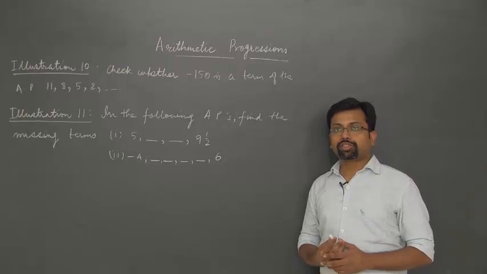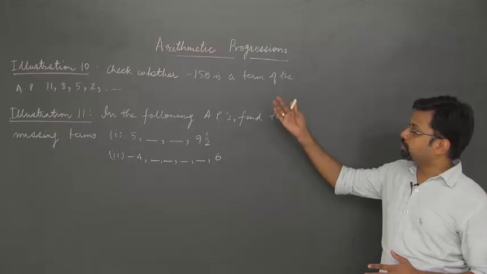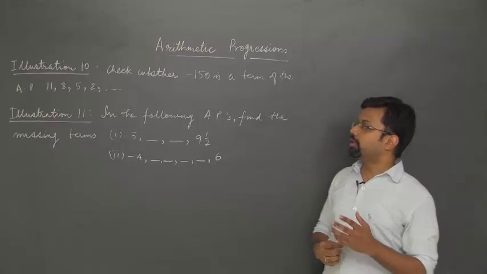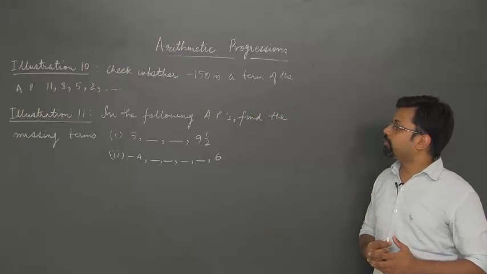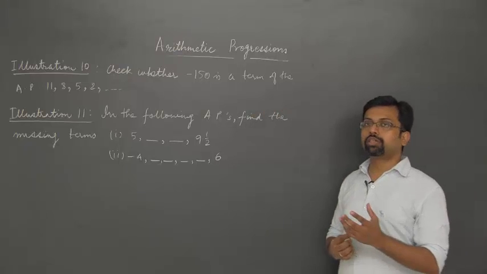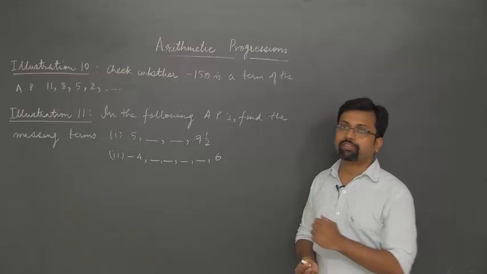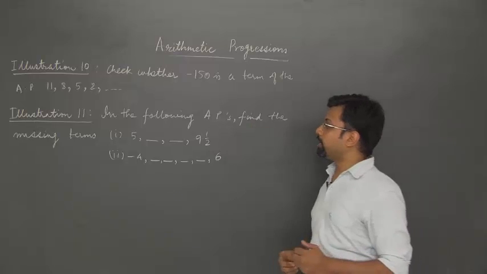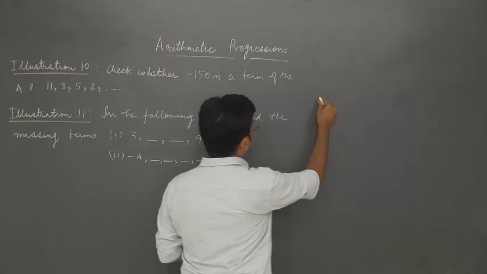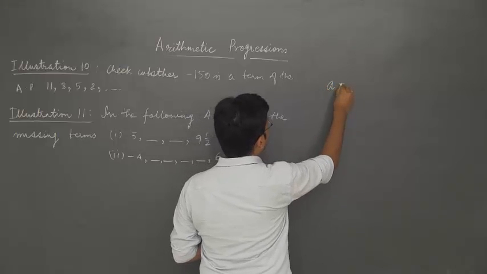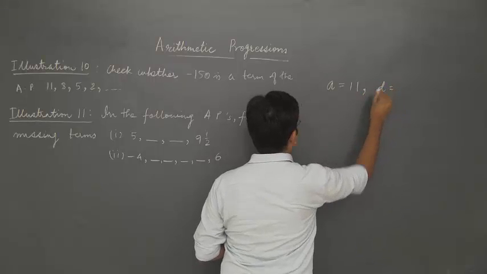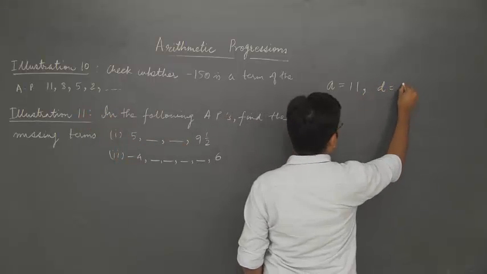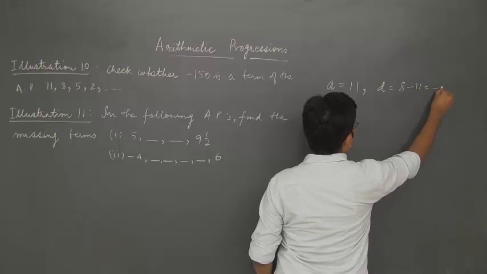In the next illustration, illustration number 10, we have to check whether a given number is a part of the AP or not. So here we have to check whether minus 150 is a term of the AP 11, 8, 5, 2, etc. or not. For that also we will be using the properties of the nth term. We have A equal to 11, and since it is given that it is an AP, the common difference would be 8 minus 11, that is equal to minus 3.